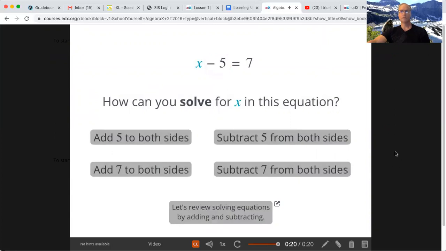I love this interactive element to these courses. It's extremely easy. Most people know what they have to do to both sides. They realize that you have to do the opposite to both sides, which is to add 5. If you say the wrong answer, of course, he tells you what the problem is and you move on.